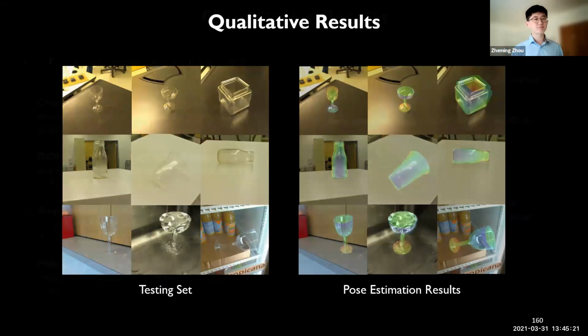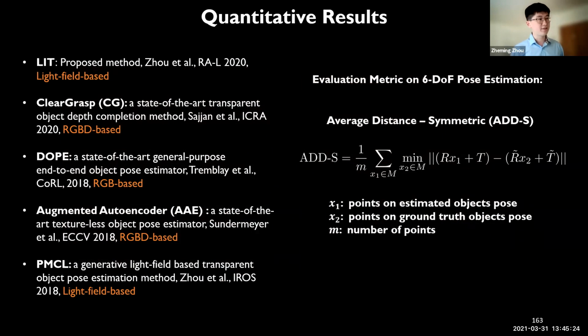To quantitatively evaluate LIT, we compare it against four state-of-the-art methods with different sensor modalities. The first is ClearGrasp, a state-of-the-art transparent object depth completion method. We also compare with DOPE, a state-of-the-art general-purpose end-to-end object pose estimator, and the augmented autoencoder, or AAE, a state-of-the-art textureless object pose estimator. And we also compare with PMCR, a generative light field-based transparent pose estimator.